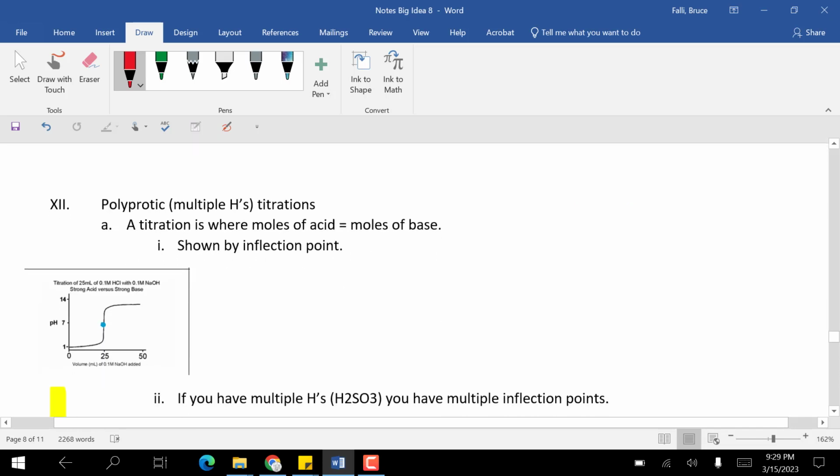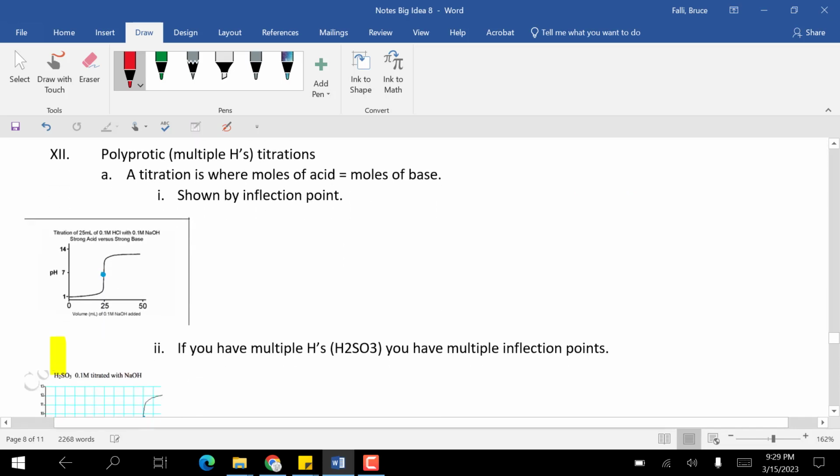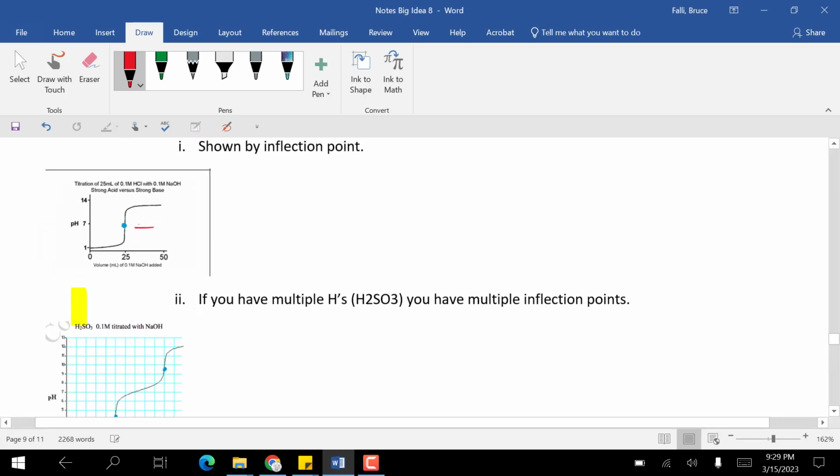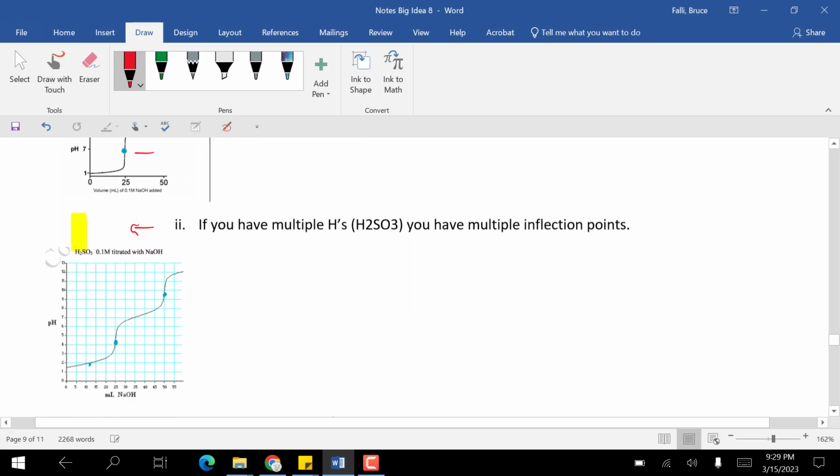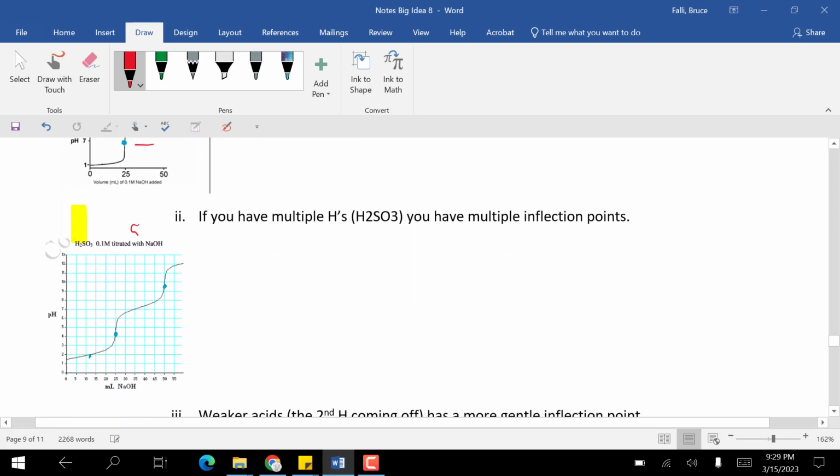All right. Polyprotic, multiple H titrations. Remember, titration is where moles of acid equals moles of base, and it's shown by the inflection point. If you have multiple H's like H2SO3, you have multiple inflection points. So also you can have two halfway to titration points. So you can get pKa2 and pKa1.